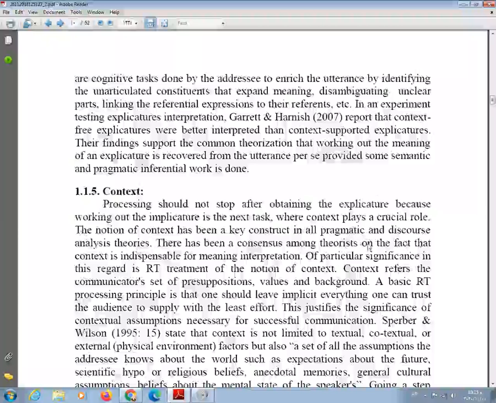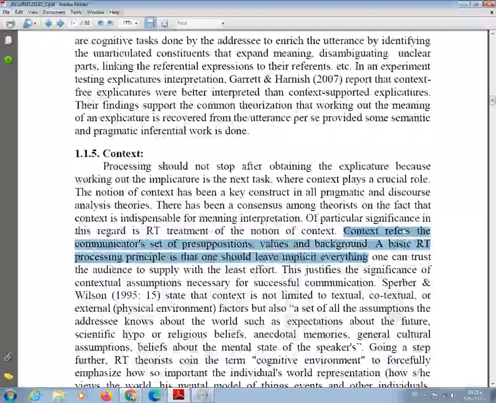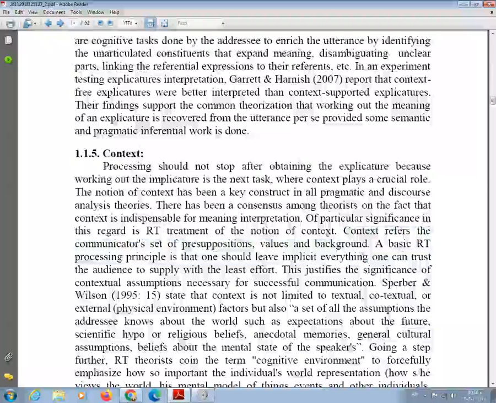Okay, and let's see. There has been a consensus among theorists on the fact that context is indispensable, very important, for meaning interpretation. Okay, it goes without saying. Of particular significance in this regard is RT's treatment of the notion of context. The treatment, or the idea of context in RT, is very, very unique. Context refers to the communicator's set of presuppositions, values and background.